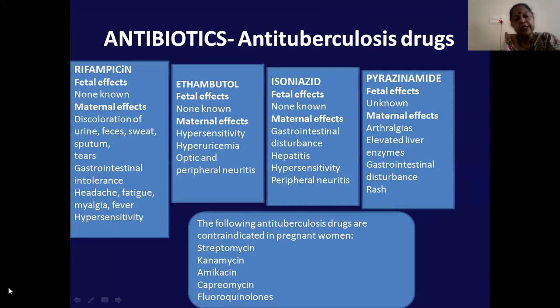These are the drugs which are used commonly: rifampicin, ethambutol, isoniazid, and pyrazinamide. And the drugs which are contraindicated in tuberculosis are streptomycin, kanamycin, amikacin, capreomycin, and fluoroquinolones. These are not to be used. And we know that there is very emerging drug resistance. In these women, you should cautiously prescribe the drugs, after doing all thorough investigations.